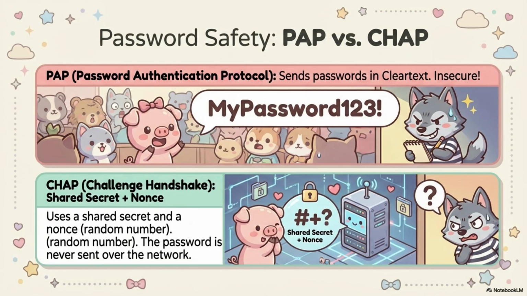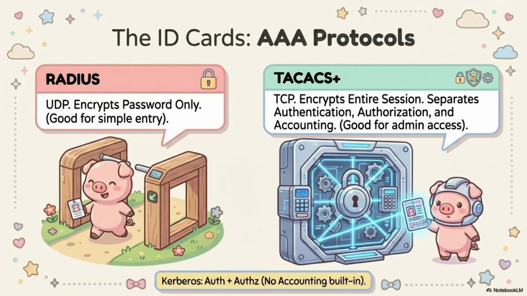Authentication protocols control who is allowed through the gate. Password Authentication Protocol, or PAP, sends passwords in clear text and is insecure. Challenge Handshake Authentication Protocol, or CHAP, improves security by hashing a shared secret combined with a nonce. Centralized authentication is commonly provided by RRAS or TACACS+.